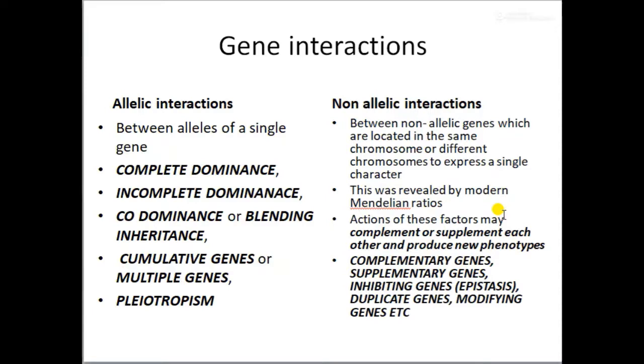It can be by the effect of complementary action, or by supplementary action, or by inhibiting action, or by duplicates, as well as by the modifying genes. So the term epistasis would encompass all these concepts together, but basically they are considered to be non-allelic genes which are located on the same or different chromosomes, and they influence the expression of a different character.